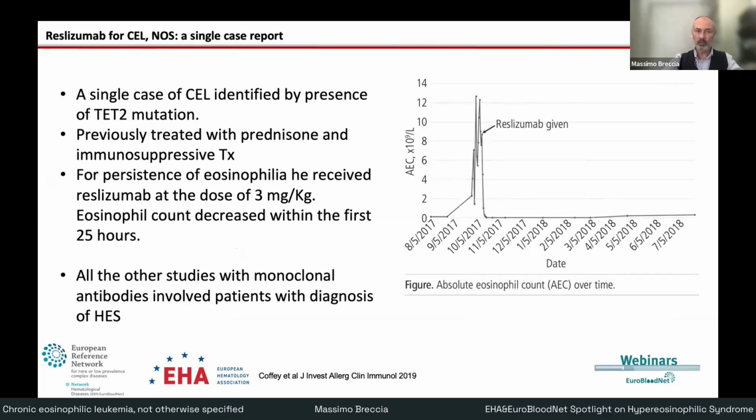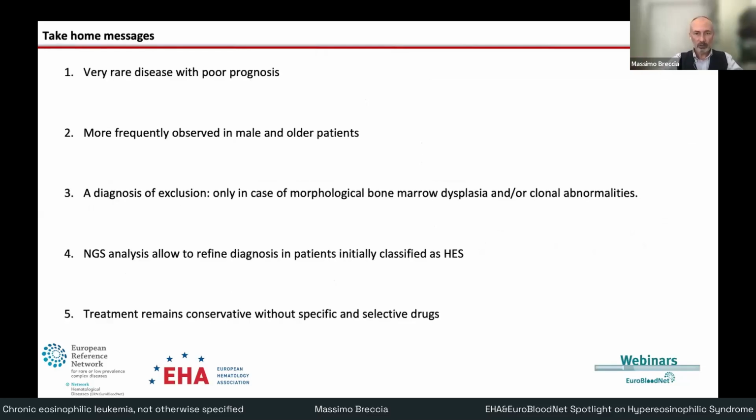But as you know, the TET2 mutation could also be found as a CHIP mutation in older patients. Previously, this patient was treated with steroid and immunosuppressive therapy and then received reslizumab at the dose of 3 milligrams per kilo. All the other studies that reported the results of monoclonal antibodies involving patients with HES never reported possible bone marrow findings.